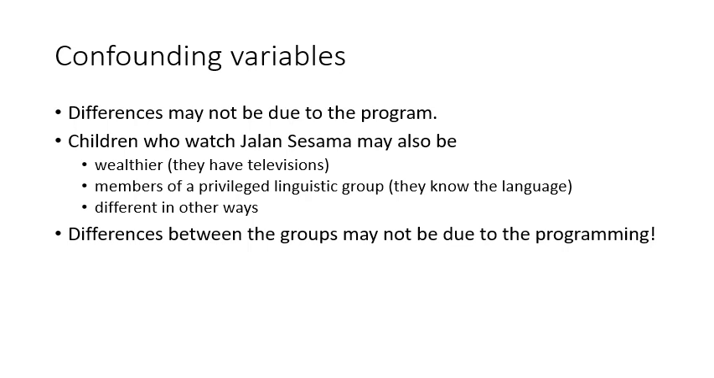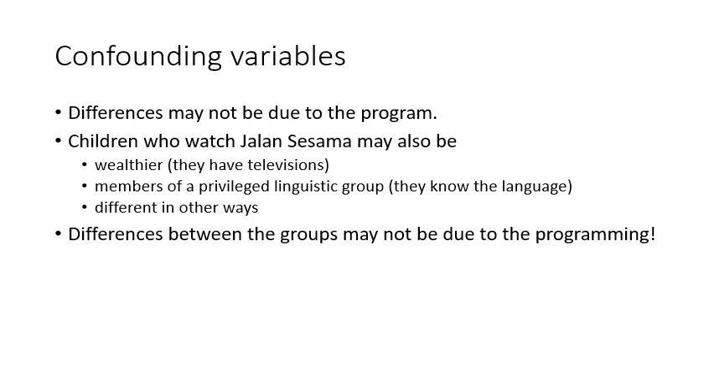So specifically, we might wonder if children who watch Jalan Sesama could also be wealthier, for example. They come from households that own televisions. They come from households that have access to electricity. They may be members of a privileged group. Indonesia has a lot of different languages. These are children who are able to watch programming in the dominant language of Indonesia, and that could be a sign of privilege on the part of these children. They could be different in other ways that we're just not thinking of.